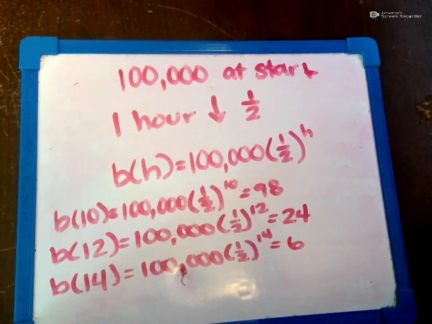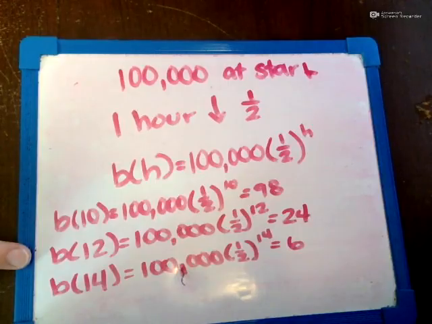Some guess and check is needed here. So they chose to do h as a value of 10, and when they plugged it into the formula and solved it, they got 98. So then they did 12 and they got 24. So it's going down really quickly. So they did 14 and they got 6. So in 14 hours, there's only going to be 6 bacteria present in the petri dish.